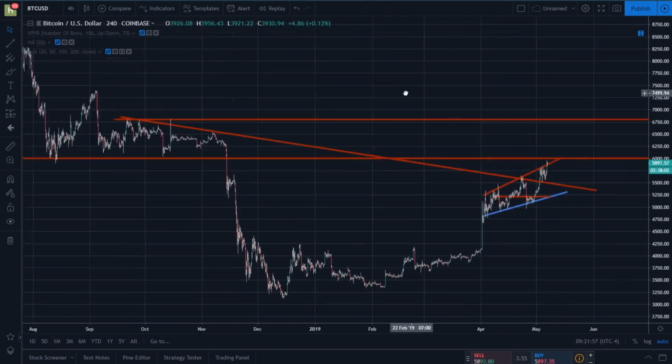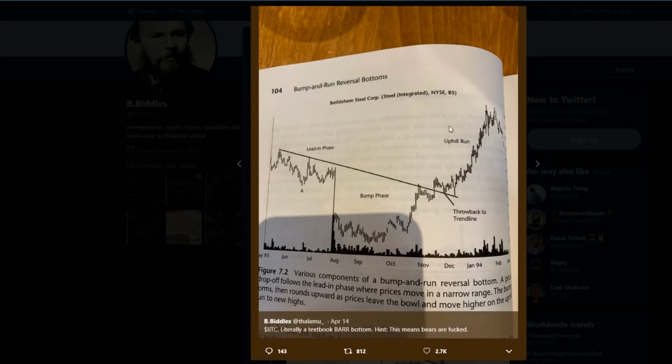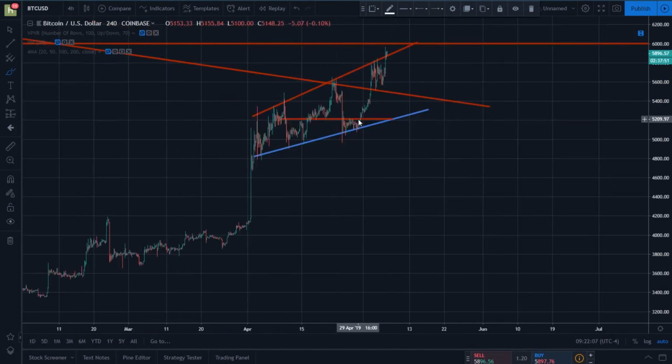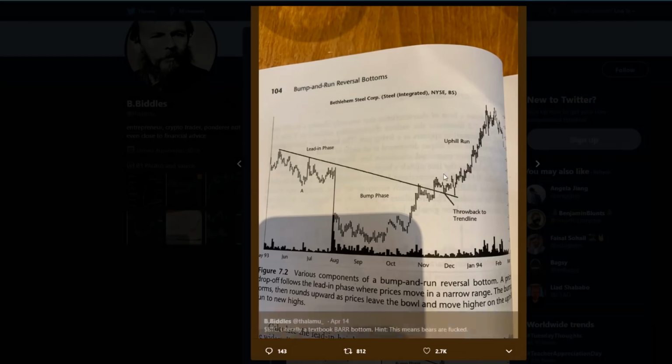Bitcoin has come and tested that level of resistance exactly how it was supposed to. Come up here and test it once, twice. And then, as we saw in the textbook over here, it eventually broke through it. And then, what have we had over these last couple of days? We've had that little quote that it says in the textbook, the throwback to the trend. Right here, these two bottoms around $5,500, this was the throwback to the trend that we're seeing in this textbook. Guess what happens next?